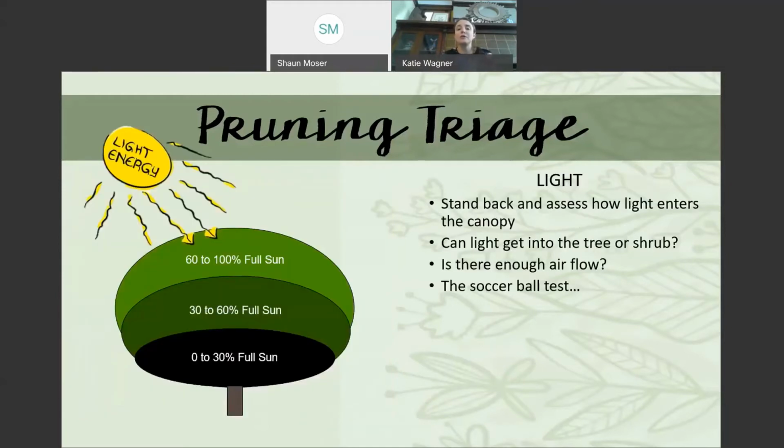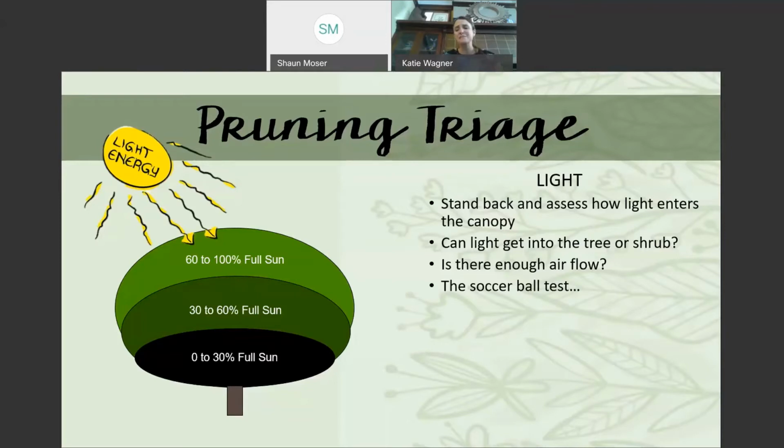Okay, really important as well. We'll talk about this a lot with fruit tree pruning, but you want good light into the canopy. And of course, we get the most light here right at the top of the canopy. This is where we get 60 to 100% full sun. But as we get down into these lower portions in the canopy, we get less and less and less light. And so the question there is, can you get light into that tree and shrub? And again, sometimes opening that canopy up a little bit with some pruning cuts can help us to get better light down into the canopy.